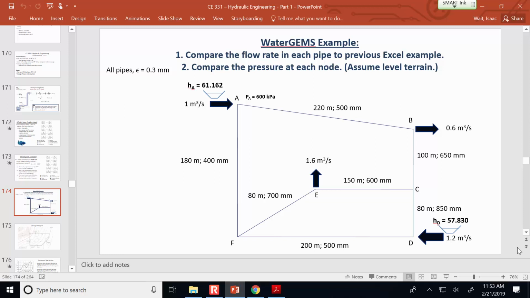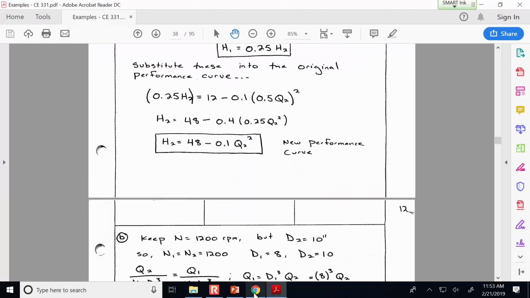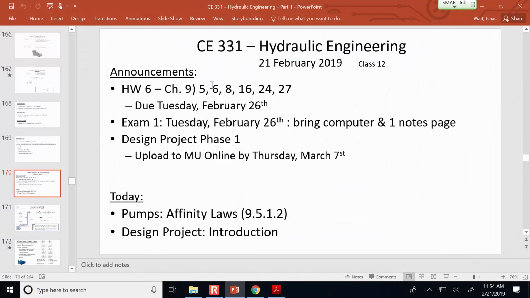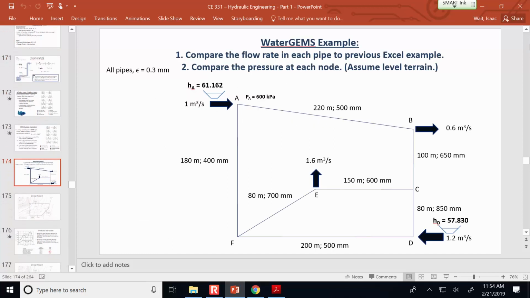And so probably what's the most useful thing for me to do as far as this example is I'll send out a reminder email to everybody on how to get Watergems if you don't already have it installed on your laptop. And then we'll work through this example together the day after the exam. So we've got the exam coming up during our next class meeting on Tuesday. So bring your computer to use on the exam on Tuesday, but then on Thursday, bring your computer loaded with Watergems so that you can work through this Watergems example with me.